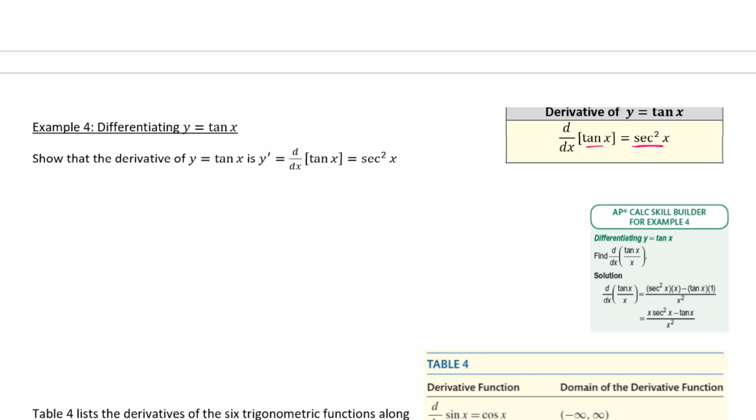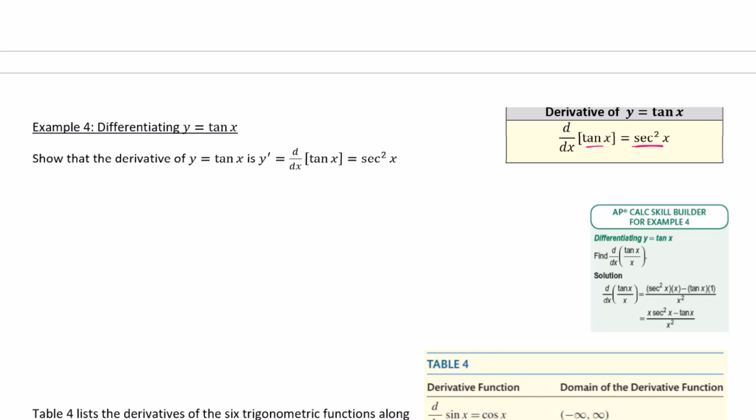Again, if you forgot it, technically you could switch it to sine over cosine, use quotient rule, and see what it turns into, and eventually it would be a secant squared if you really had to derive it on your own or on the fly on a test or whatnot. Which is exactly actually what this is going to have us do. I guess I should have read the question.